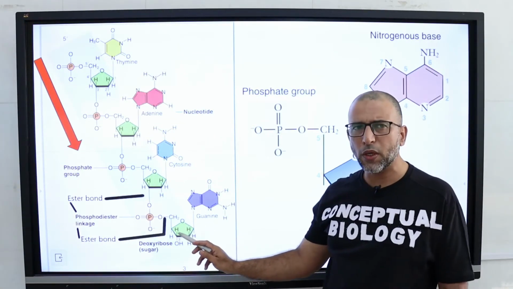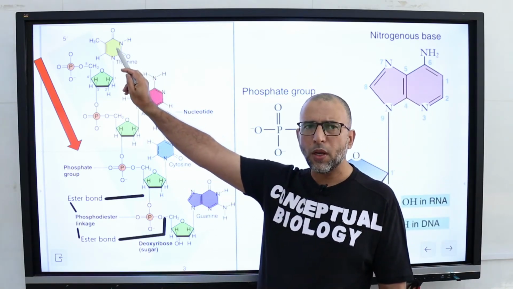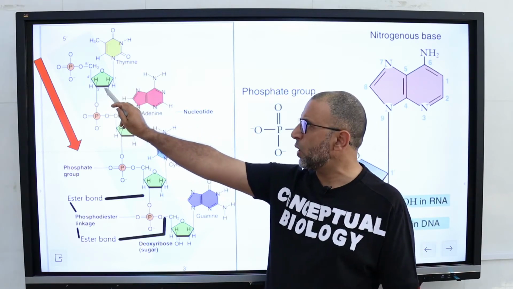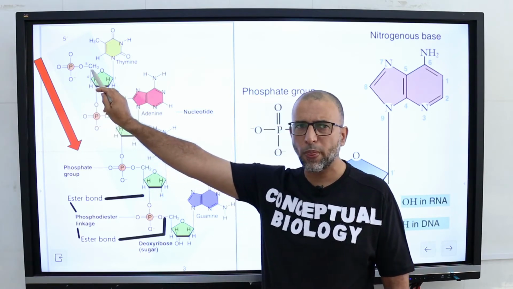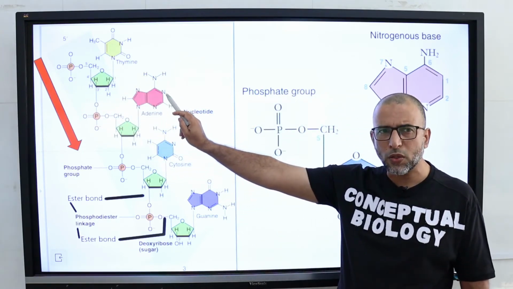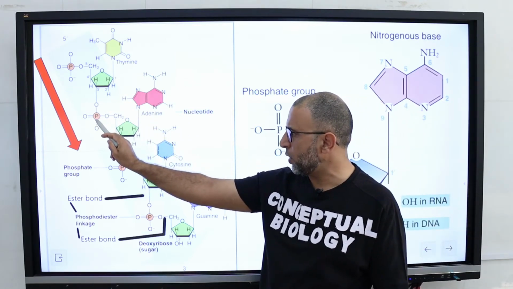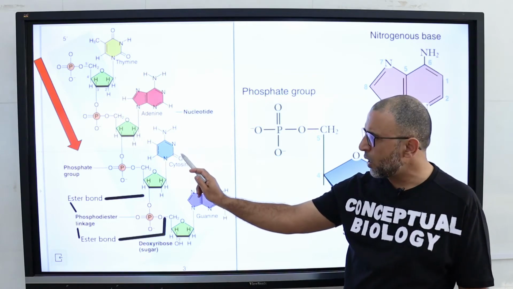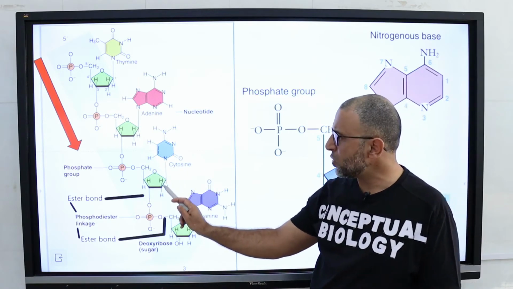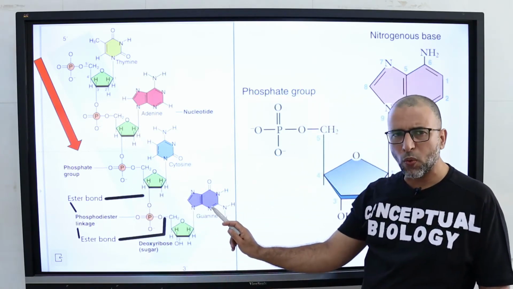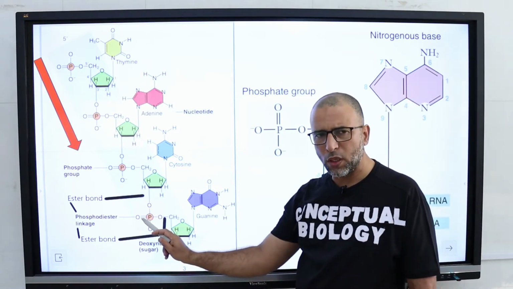The name of nucleotide depends on the nitrogenous base present. Like when thymine nitrogenous base is bonded to deoxyribose sugar, it is thymine nucleotide. Here adenine nitrogenous base is bonded to deoxyribose sugar, so it is adenine nucleotide. Here cytosine nitrogenous base is bonded to deoxyribose, so it is cytosine nucleotide. And here guanine nitrogenous base is bonded to deoxyribose, so it is guanine nucleotide.